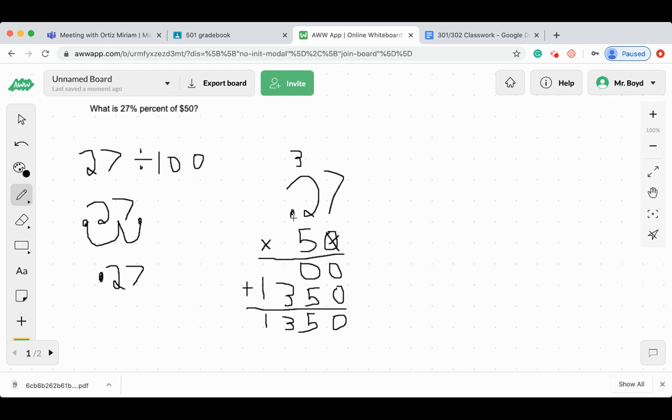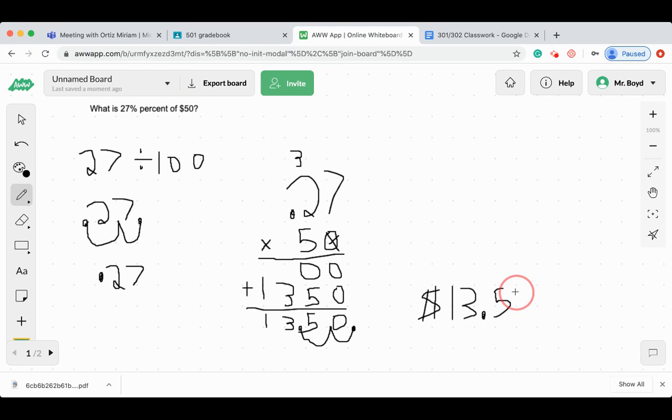Now, as we recall, we have 2 numbers to the right of our decimal point. So I'm going to move my decimal point 2 place values to the left. 1, 2. So 27% of 50 will equal $13.50.